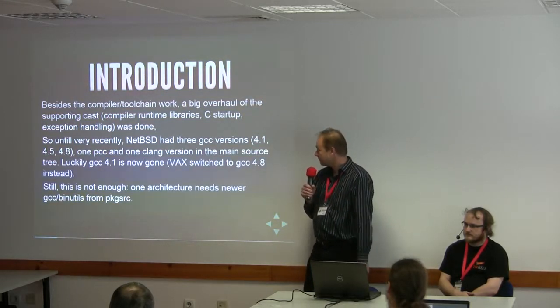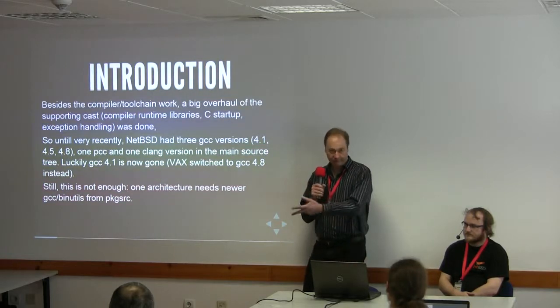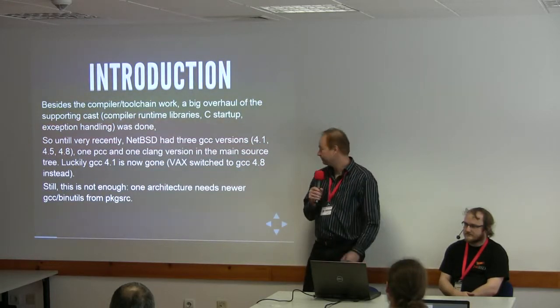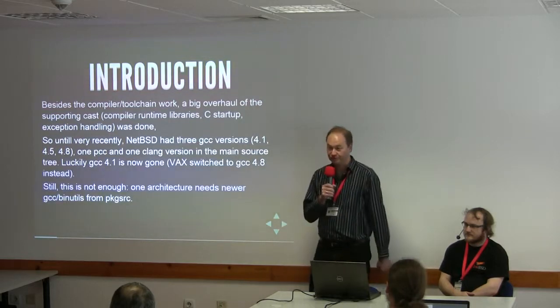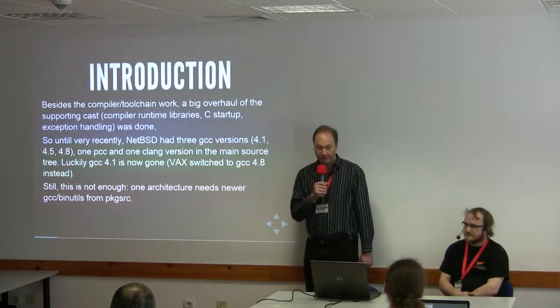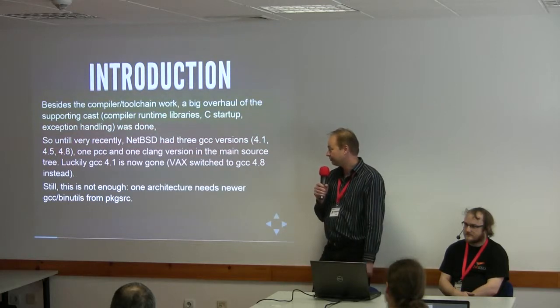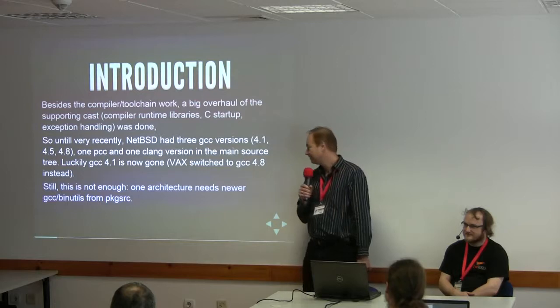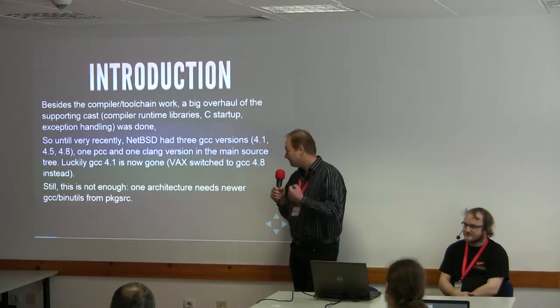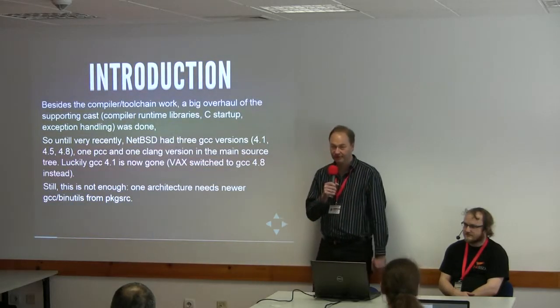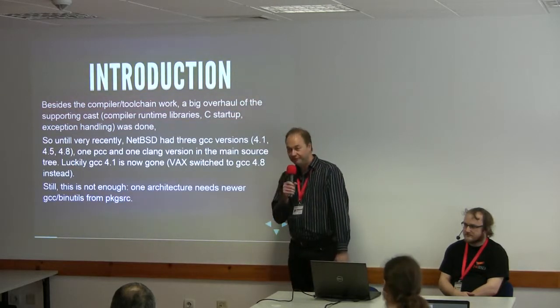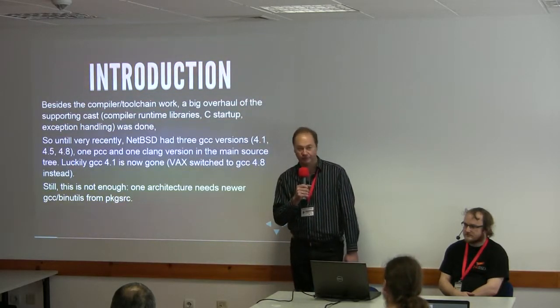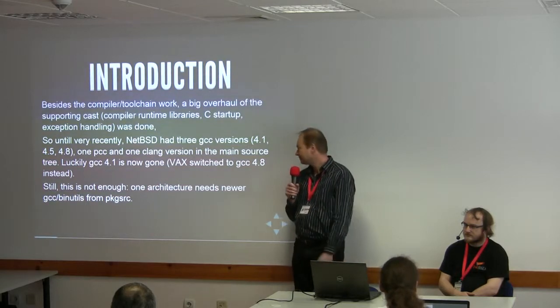Yeah, and until recently, when we applied for this talk, we had a huge list of GCC versions in tree. That was 4.1 for VAX. We had 4.5.4, I think, or 3 or 4, and 4.8 dot something. We have PCC still in tree. Why, we will see later. And, of course, Clang and LLVM. GCC 4.1 is now luckily gone because VAX upgraded to 4.8.